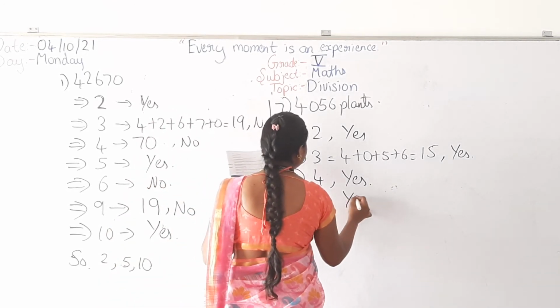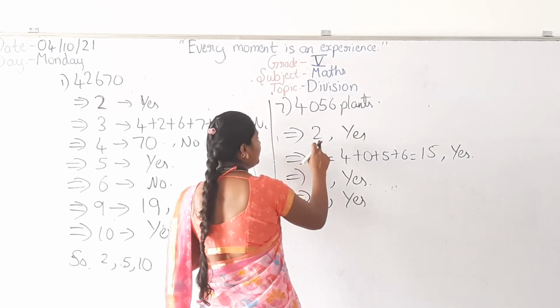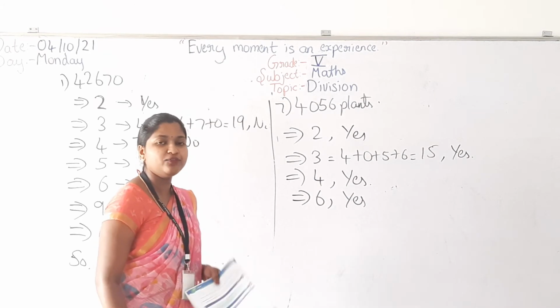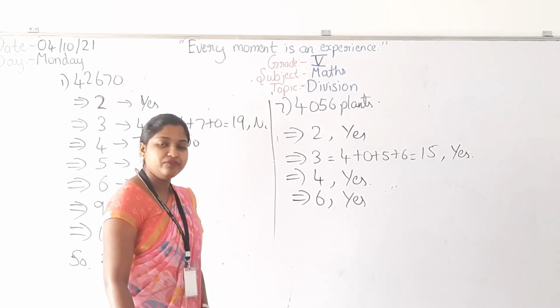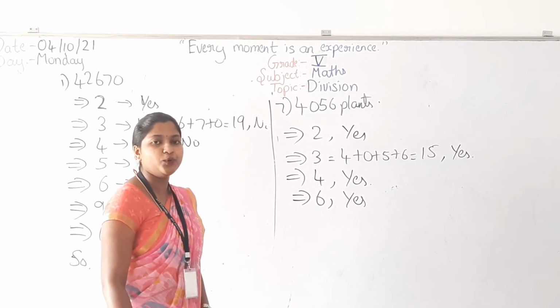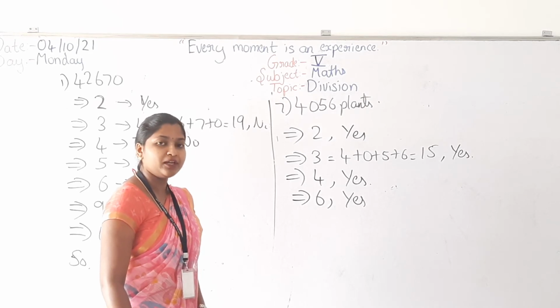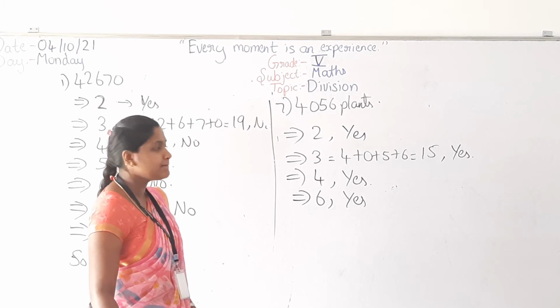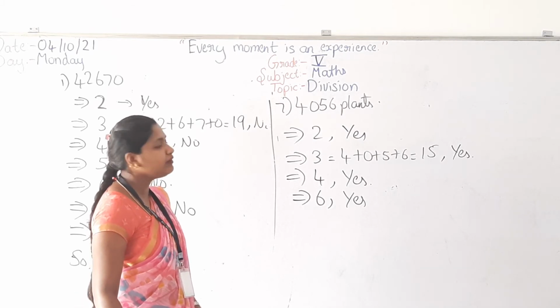Why? Because if it is divisible by 2, it is also divisible by 6. The condition for the number 6 is, you know, right? If the given number is divisible by 2 and 3, then you can divide the given number by 6. Can you divide the given number by 9? No. Can you divide the given number by 10?